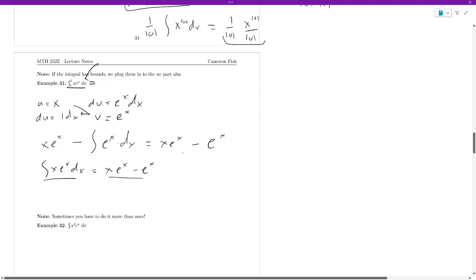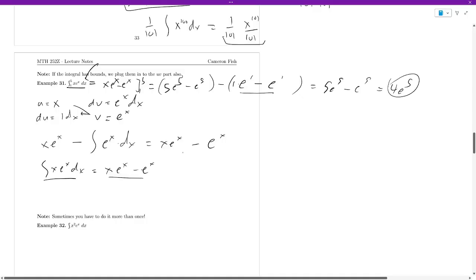So the answer to the original question is going to be x e to the x minus e to the x, which is the antiderivative I found, but then we plug in 5 and 1 and subtract them. So I'll get 5 e to the 5 minus e to the 5, and that's the first part. Subtract the second part where I've plugged in 1. So 1 e to the 1 is just e. This is 5e to the 5 minus e to the 5, and this is 0. So we just get that. And then 5 of them minus 1 of them is 4 of them. So that's apparently the answer.